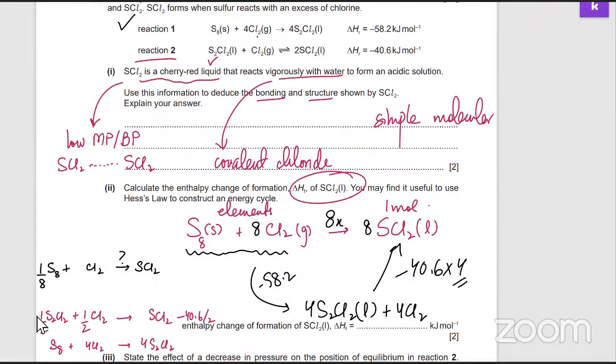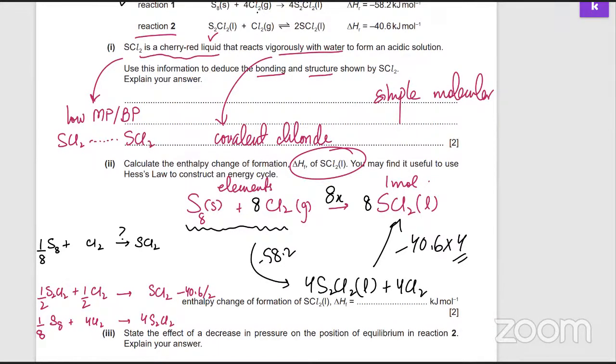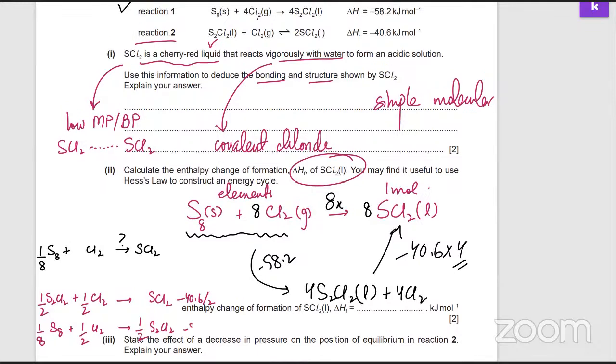Now in my equation, I've got 1/8 S8. So I'm going to multiply this by 1/8. If I multiply by 1/8, so 4/8 would become half, and 4/8 over here would also become half. So I divided this by 8, so that means minus 58.2 divided by 8.